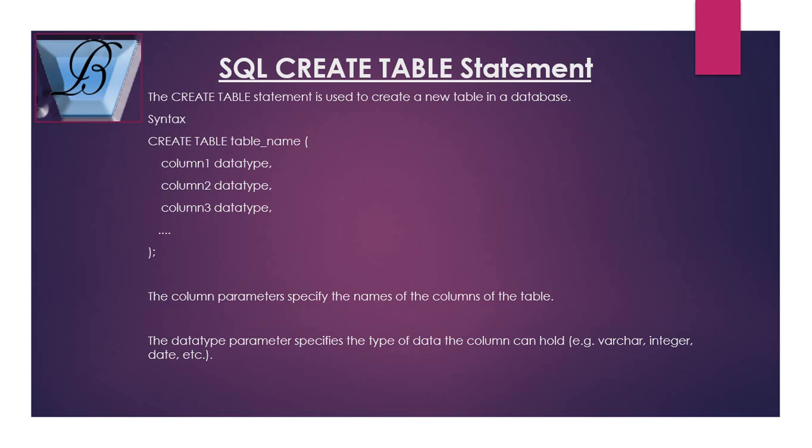The first thing you have to know is the primary syntax for creating a table. This is the syntax: CREATE TABLE, put your table name, then the column name, first column with its data type, second column with its data type, third column with its data type. The column parameter specifies the names of the columns of the table. The data type parameter specifies the type of data the column can hold, either varchar, integer, date, and more.